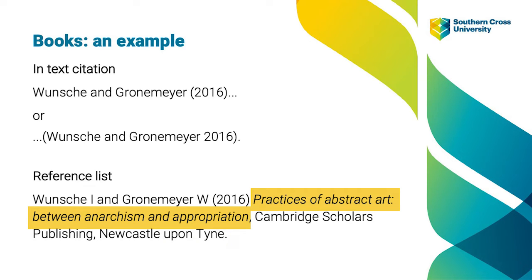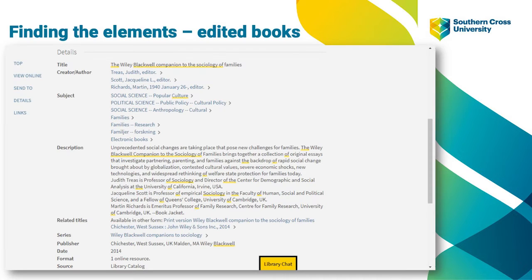Notice how this title has two parts. After a colon or dash, the next word is in lowercase. Then comes the publisher name, a comma, and the place of publication, which is usually the city and a full stop. Now, what if our book was an edited book or a book in another edition?